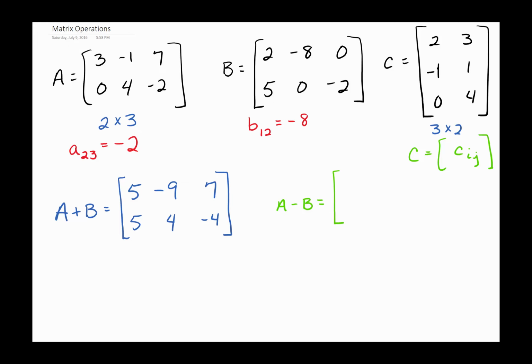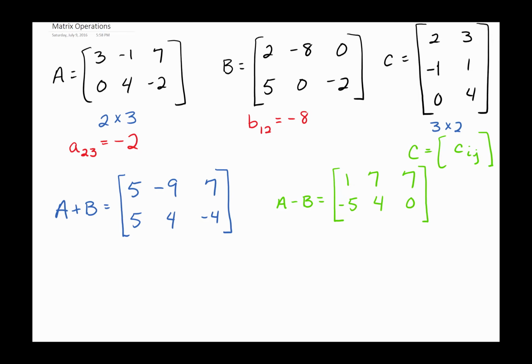Subtraction is the same thing. The only thing you've got to watch out for is negating all of those things in B. So for instance, if I want to calculate A minus B, I'm going to go 3 minus 2, minus 1, or -1 minus a -8 turns into -1 plus 8, so 7. 7 minus 0 is 7. 0 minus 5. 4 minus 0. And -2 minus a -2 turns into 0. Again, entry by entry, we've got to have the same size.